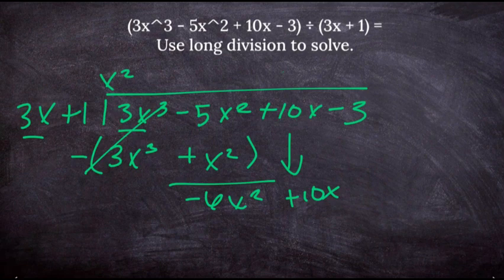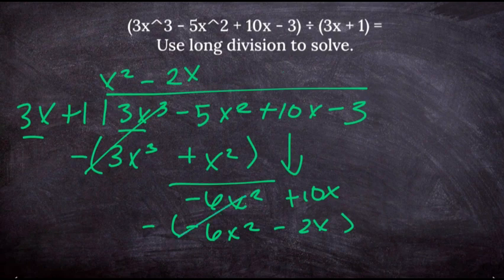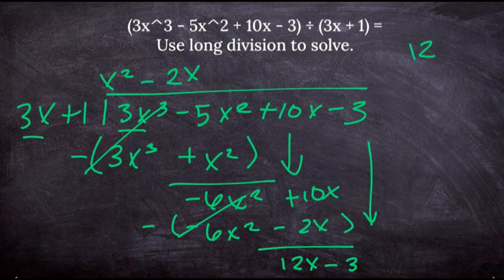Then bring down our plus 10x. Now, in order to get -6x squared equivalent to 3x, you need to multiply by -2x. -2x times 3x gives us -6x squared. Remember, there's another minus sign on the outside. And now we have to do the same thing to the 1, so that's -2x over here. This canceled out, but this leaves us with 12x. Bring down the -3. 12x minus 3.